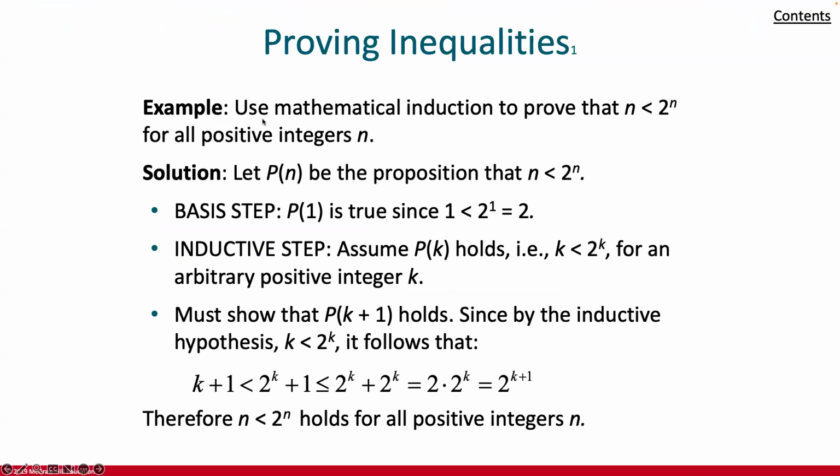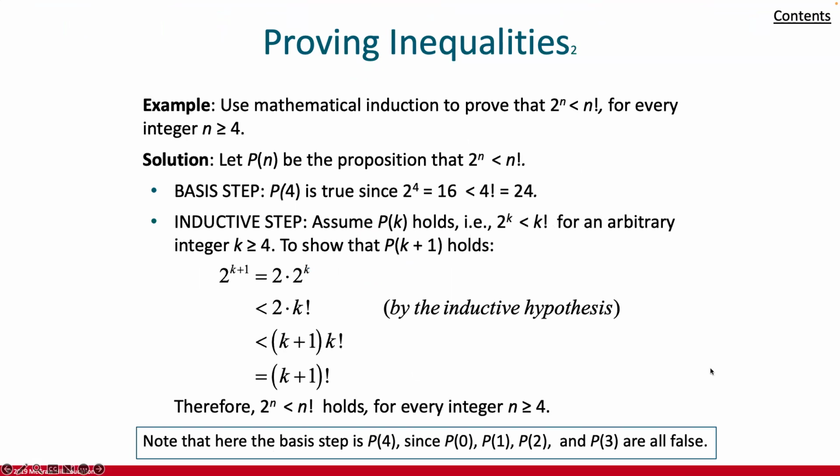And so we can, for example, use mathematical induction to prove that n is less than 2 to the n for all positive integers n. And so this just gives us a proof/solution for that, and you can look over that. Here's another one. Use mathematical induction to prove that 2 to the n is less than n factorial. I refer you to Rosen to get some more details on this, to follow the details of what they're proposing as a solution.